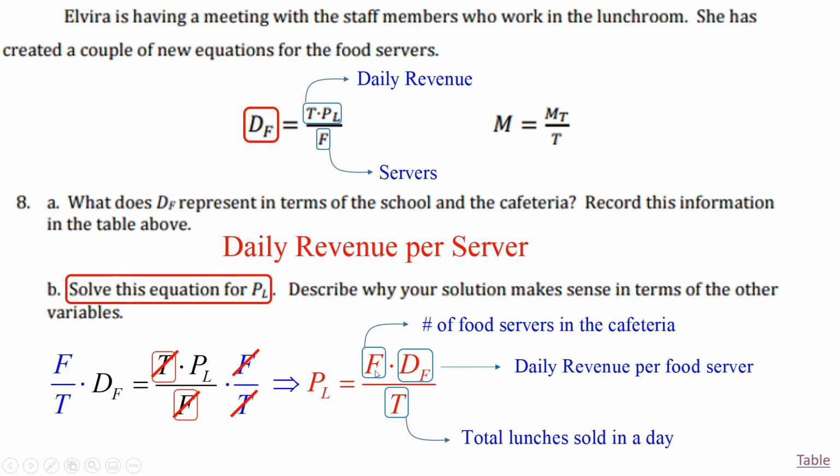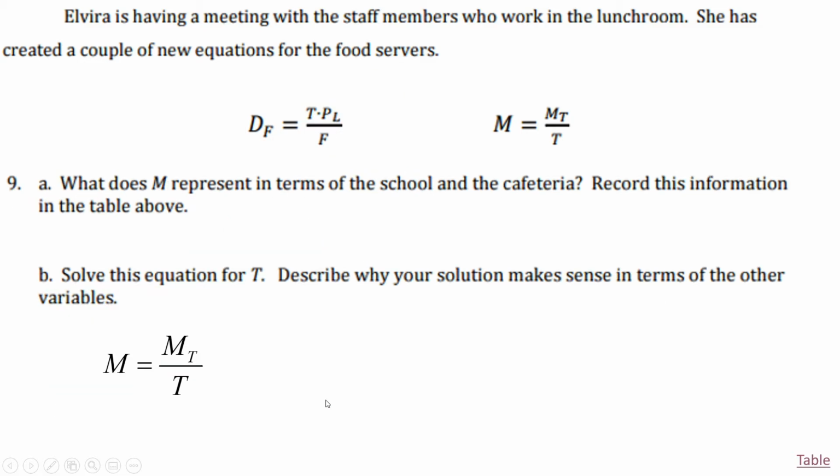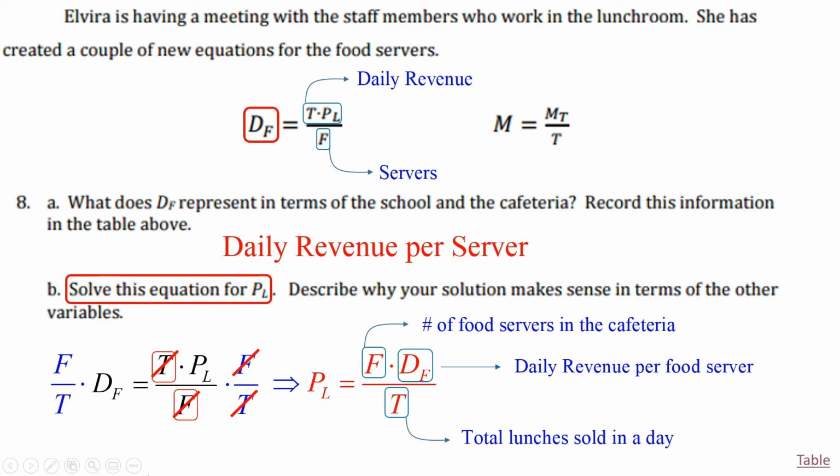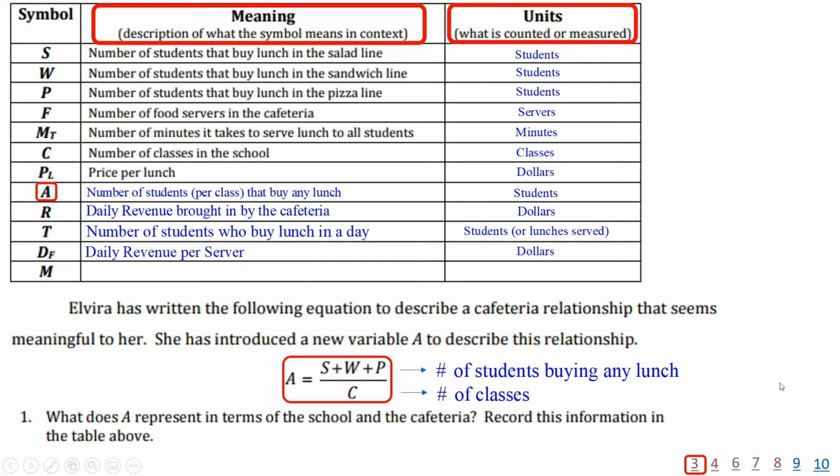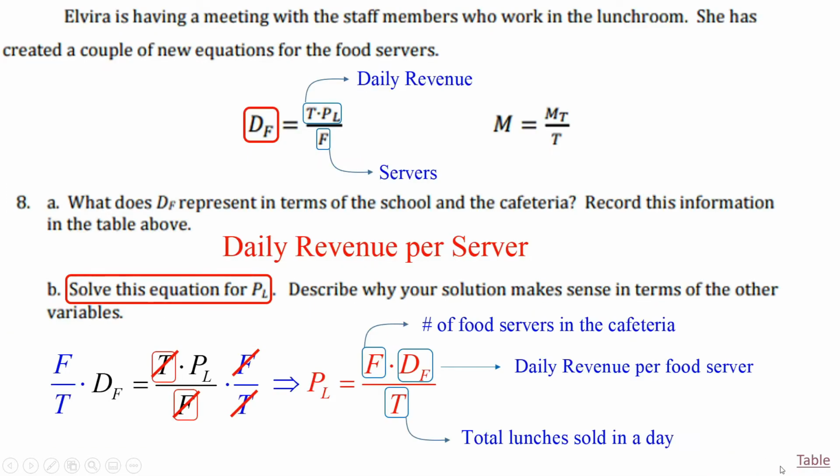Okay, so let's look at this numerator. The number of food servers times the daily revenue per food server. So that'd give me total revenue. And then the total lunches sold in a day. So total revenue over the total lunches sold in a day. That would give me P sub L. Guess what? Price per lunch. Let me go back and make sure. And we already have all of those defined. Let me double check. Yeah, price per lunch. We have all of that. Okay, great. So that was number 8 then. We're good. Let's go on to number 9.